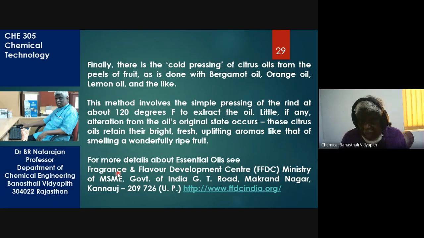For more details, there is a Fragrance and Flavor Development Center, FFDC, under Ministry of MSME, Government of India, GT Road, Makarand Nagar, Kannauj. I think Kannauj is about 2 hours from Kanpur or Lucknow, etc. This is the website of this FFDC. I think they also offer internship. I would like some of you who are interested in this essential oils to approach FFDC, and then we will see what to do next.